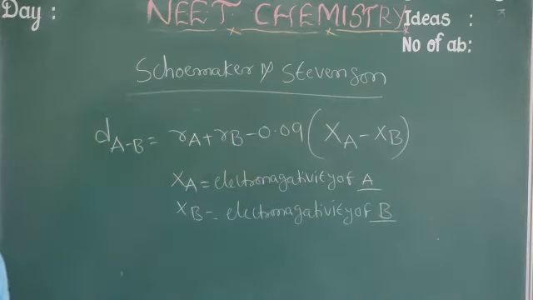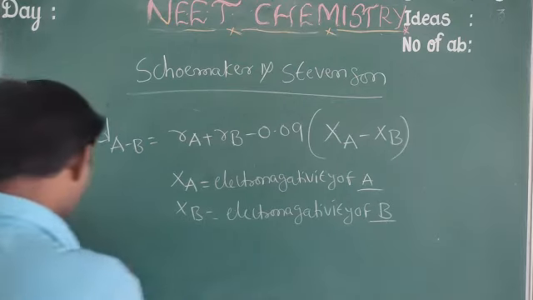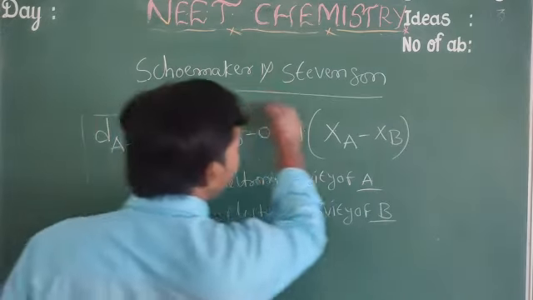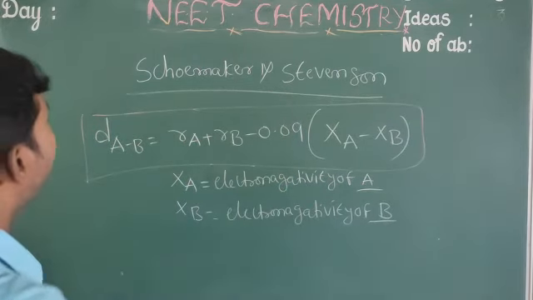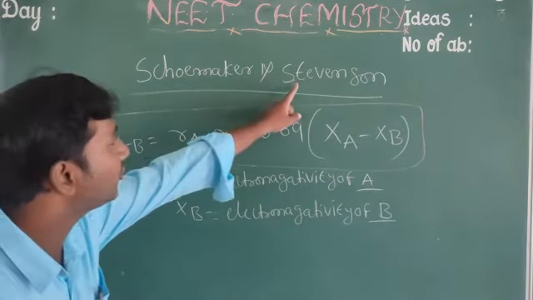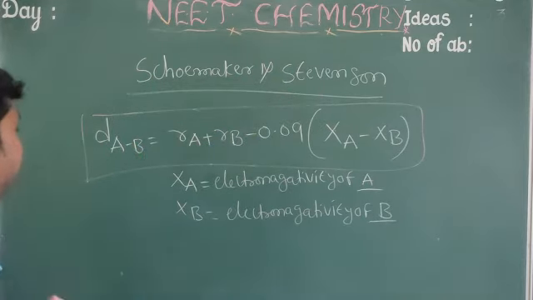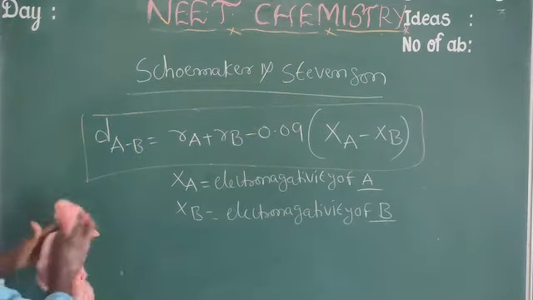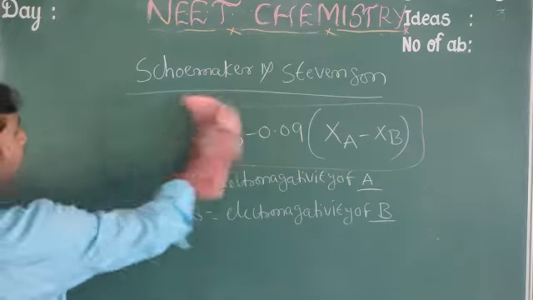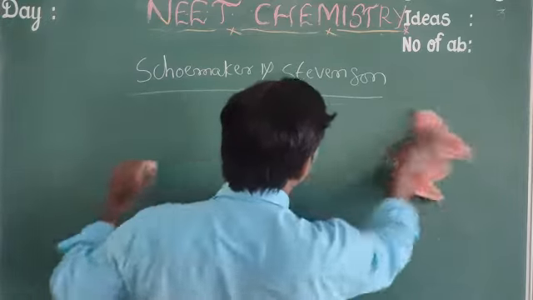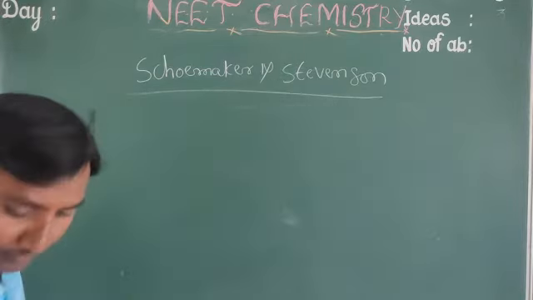Electronegativity of A and electronegativity of B. Okay, this is the formula. This formula is the Shoemaker and Stevenson formula. For example, by using this formula, we have to do a simple sum.